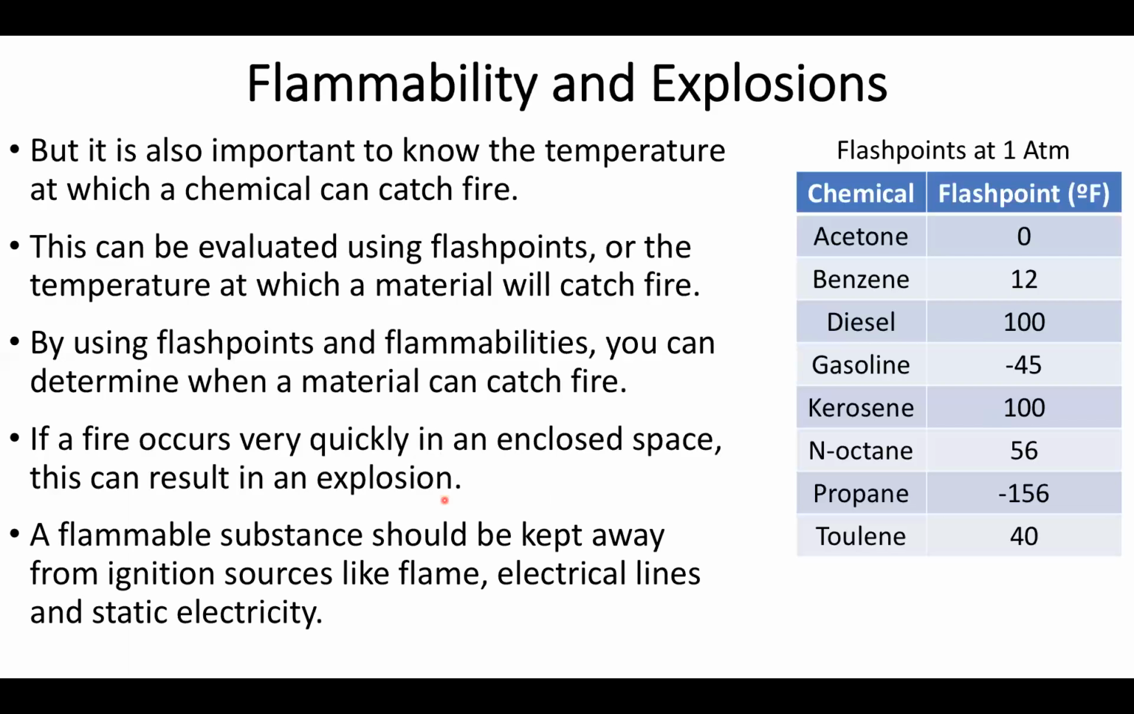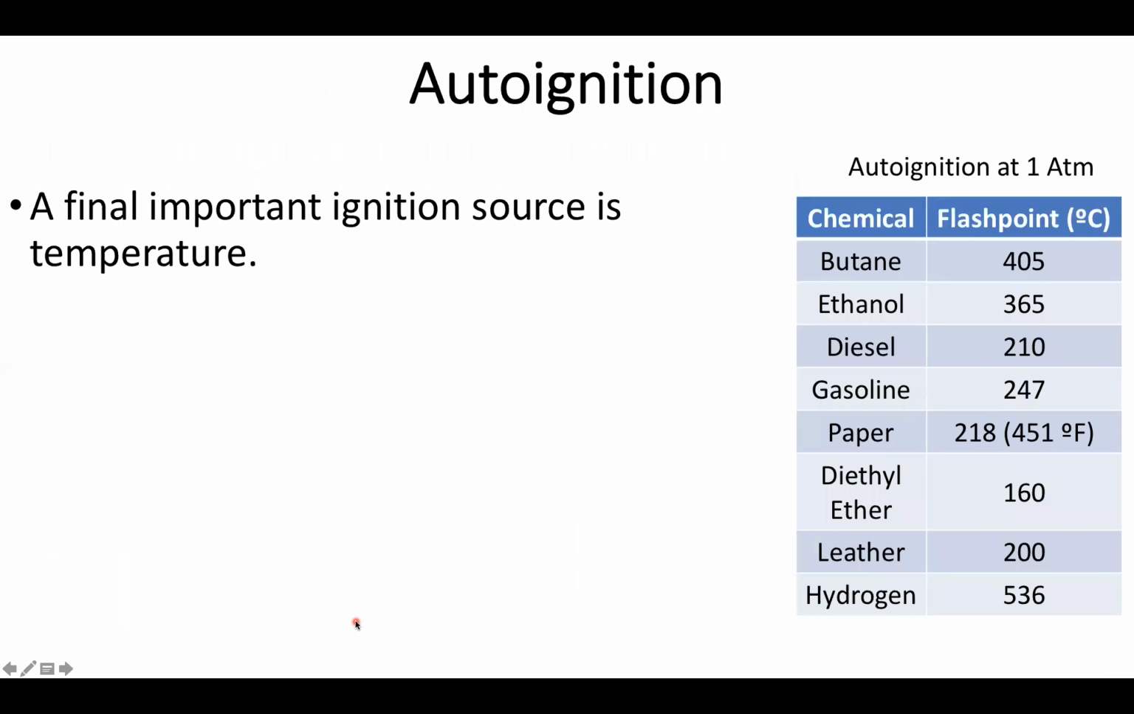But in general, when we're trying to prevent a fire, one of the big things we're going to be trying to avoid is going to be ignition sources. So the classic example here is flames or electrical sources. But it turns out that sometimes keeping a flammable substance away from an ignition source won't be sufficient because occasionally temperature alone is enough to cause ignition. And this is the idea called autoignition.